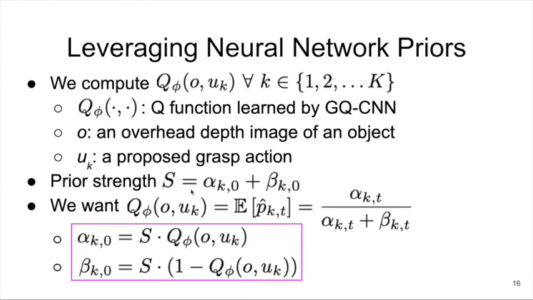If S is small, the resulting prior will be quickly washed out by samples from online exploration. We want the expectation of PKT to be the Q value of the corresponding grasp EK. To achieve this, we set alpha and beta accordingly.